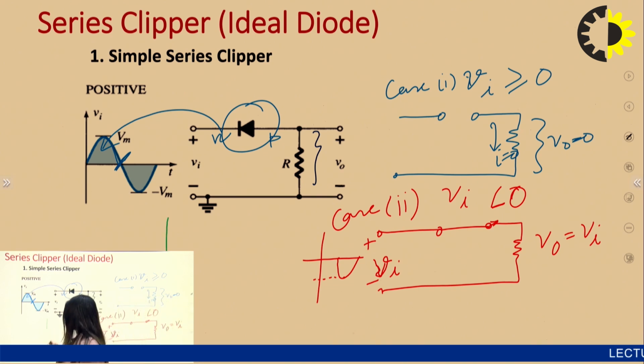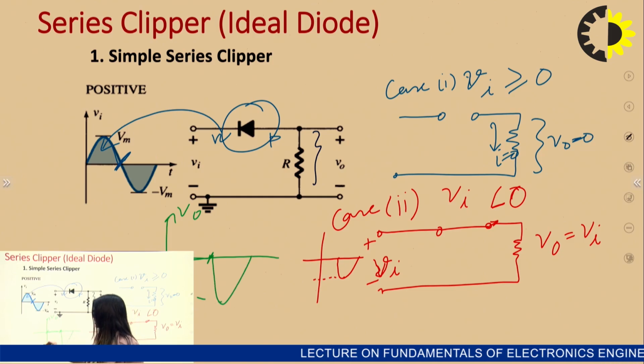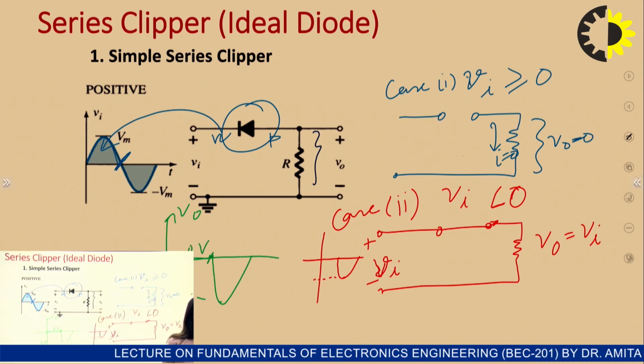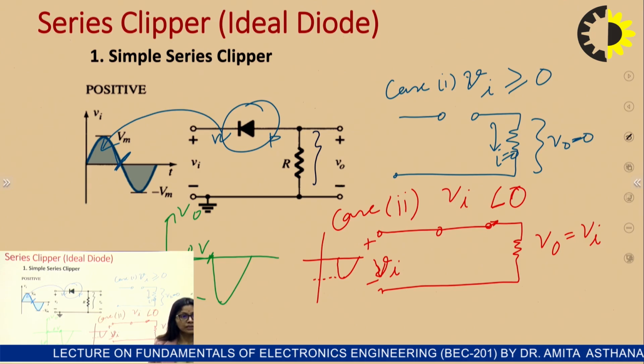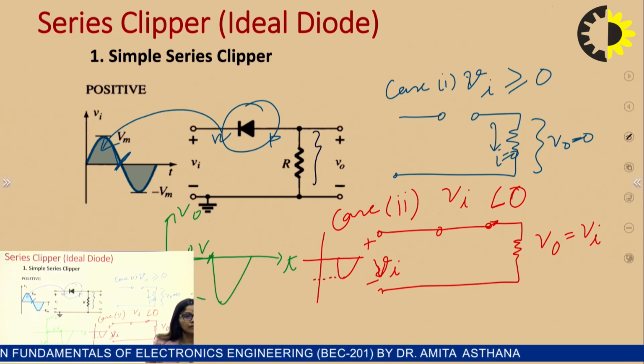So this will be the output waveform. If you can see, this is the output waveform I am drawing. Here it is 0 and then it goes like this. So in this particular circuit, here the voltage is 0 volt and then VO is equal to Vi. So this is the output waveform and at x-axis it is at t. So this is how we can find out the output of this particular waveform.